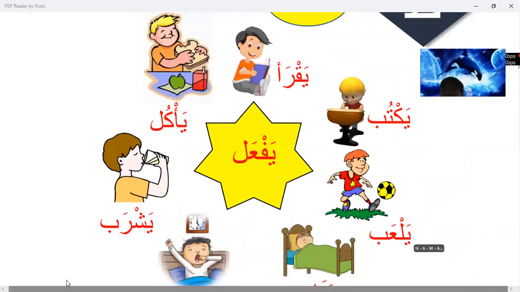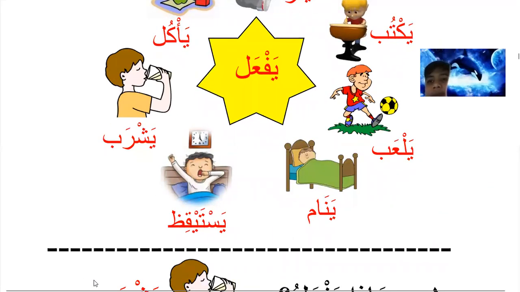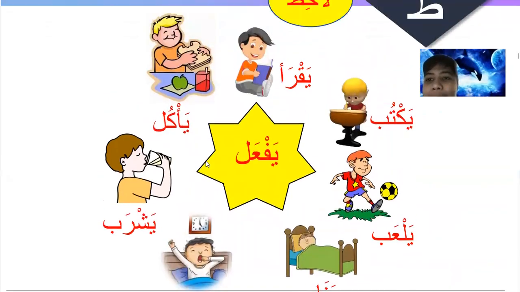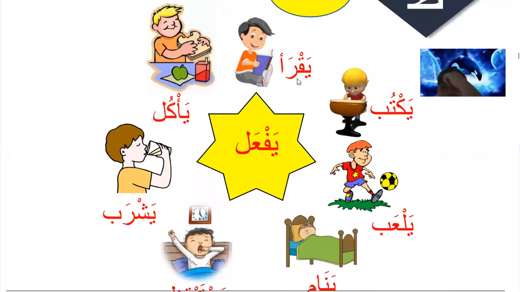Now we have got some verbs here. So yaf'alu means he is doing. What is the meaning of yaf'alu? Doing. Good. Now repeat after me and also tell me their meanings. Yakra'u. He is reading a book. He's reading, he's eating, he's drinking.